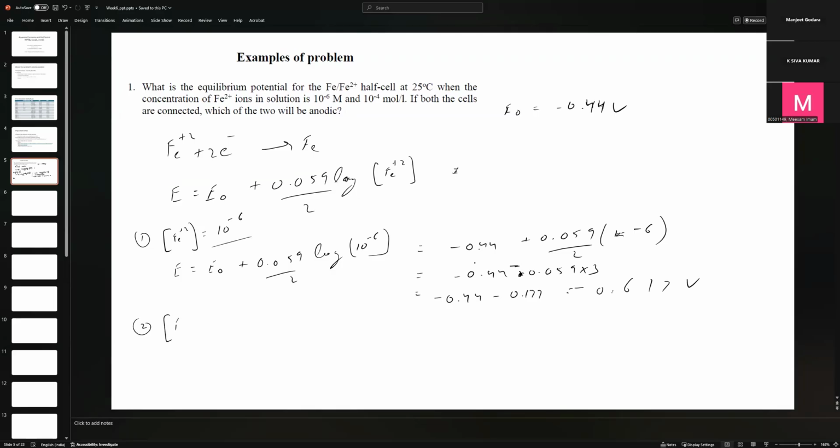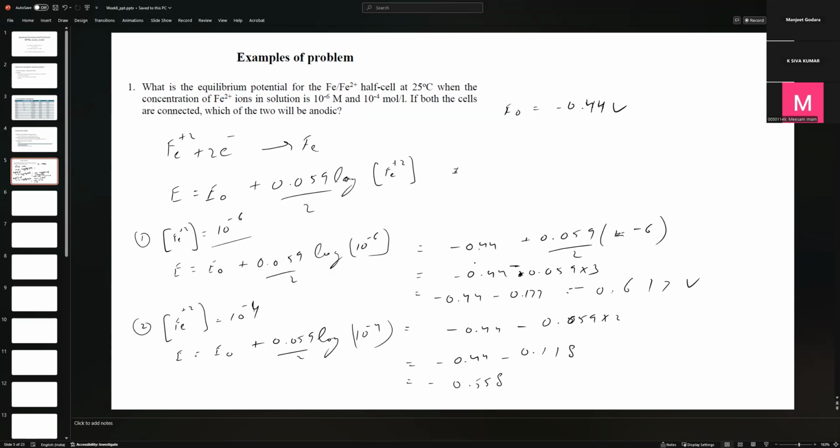For the second case, where the concentration is 10 to the power minus 4, E equals E naught plus 0.0295 log of 10 to the power minus 4. That is minus 0.44 minus 0.118, which gives minus 0.558 volts.